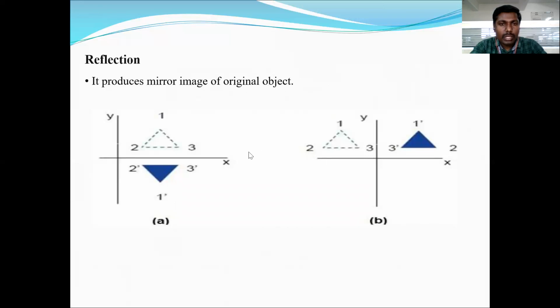See this diagram, you can simply identify what we call reflection. We have original points 1, 2, 3. After you do the reflection transformation, what will happen?